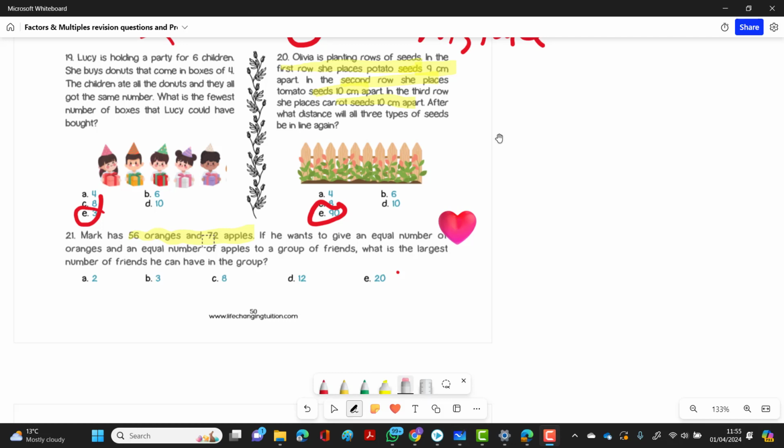So you've got 56 oranges and 70 apples. If you want to give an equal number of oranges and apples to friends, which number divides into both? So let's write that. So this is HCF. 56: 1 and 56, 2 and 28. 3 doesn't go into that. Okay, so that's that one.